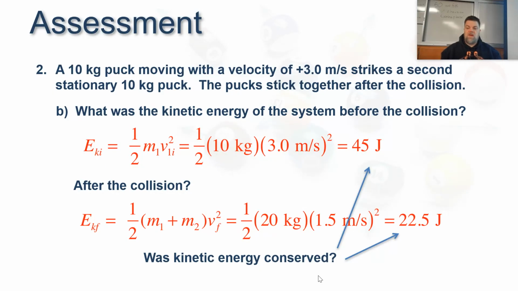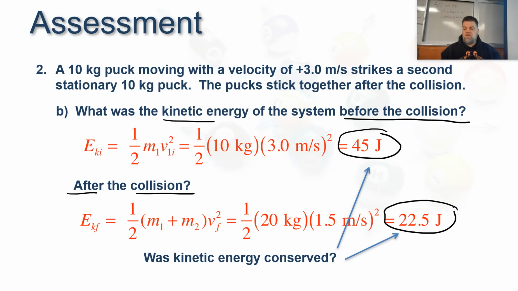So what I do want you to write down is just kinetic energy before the collision, 45 joules. After the collision, 22.5 joules. Why is that cut in half? Well, because the two balls stuck together and they have the same velocity.